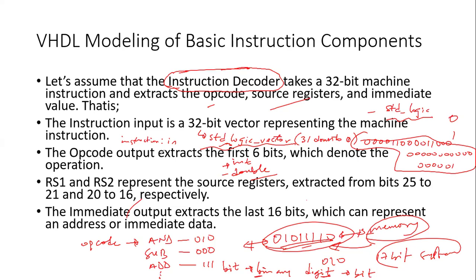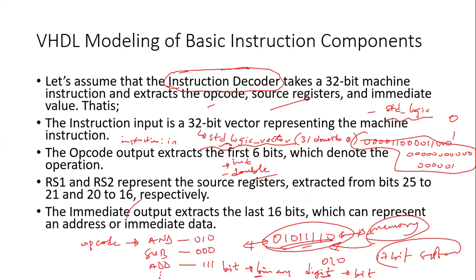Now the opcode output extracts the first bits. Now we're giving the details. The instruction input is a 32-bit vector representing the machine instruction. The opcode output is going to extract the first 6 bits, which denote the operation. And then we have 2 registers here: rs1 and rs2 represent the source registers extracted from bits 25 to 21 and 20 to 16 of these 32 bits.